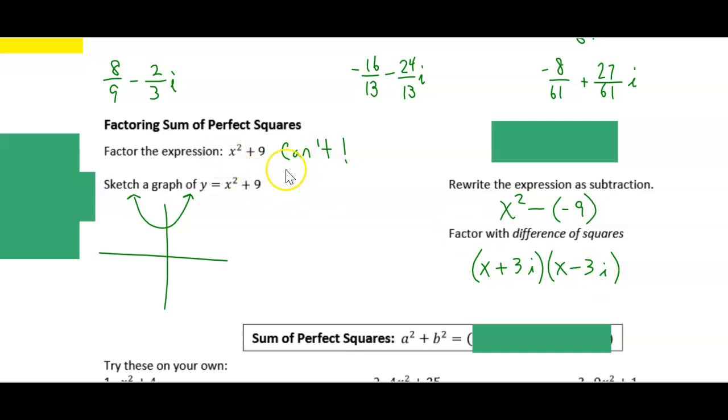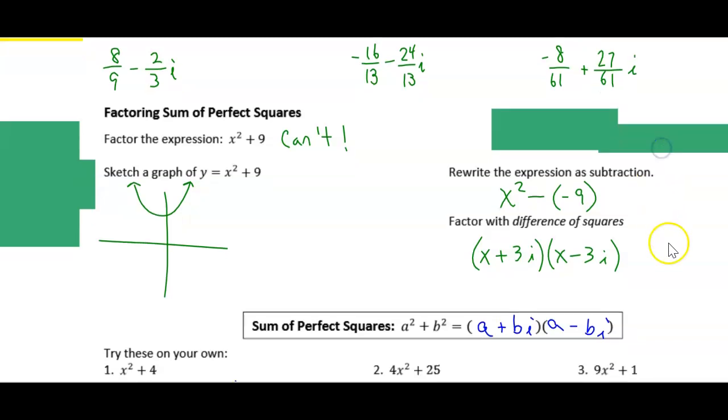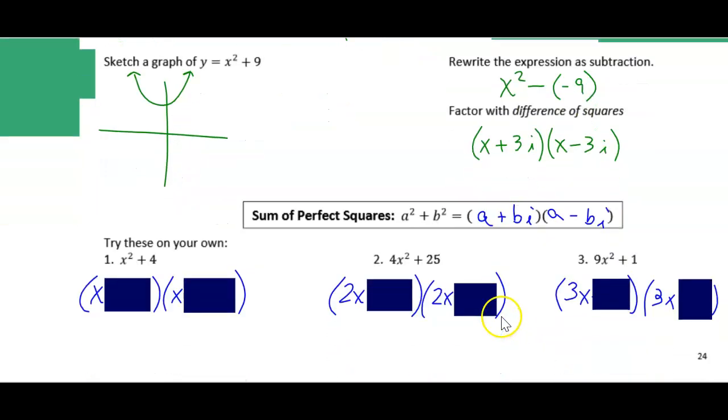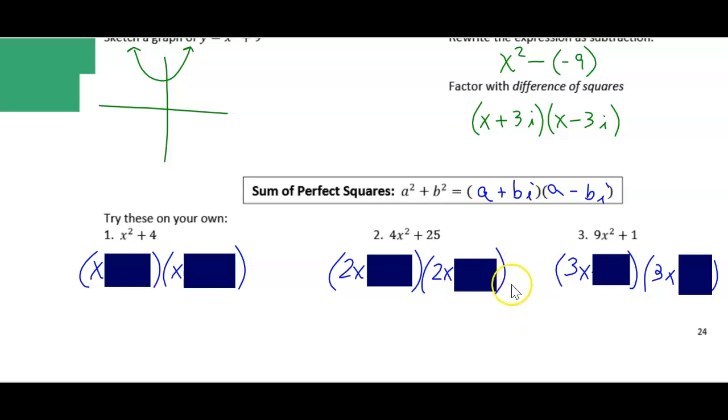So we can factor a sum of squares if we use imaginary numbers. x plus 3, x minus 3 is what we would do if it was regular 9 or minus 9, but when it's plus 9, we have to put the i's on there as well. So to generalize, if you're factoring a sum of squares, you do their square roots, but you just make your second parts with i's on them. All right, pause and try these, and then I'll reveal.